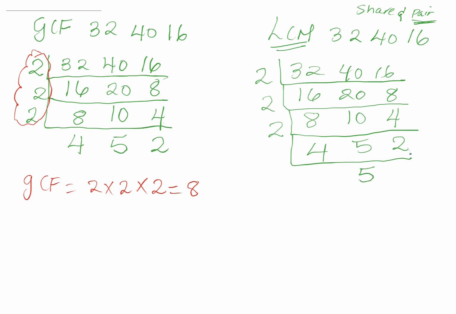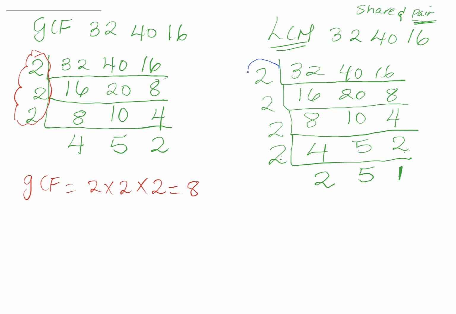What would divide 4 and 2 evenly? That would be 2. So 4 divided by 2 is 2, and 2 divided by 2 is 1. Now here we have 2, 5, and 1, and there are no pairs. 2, 5, and 1, all of them can be divided by 1. So we're finished. So we want the LCM.